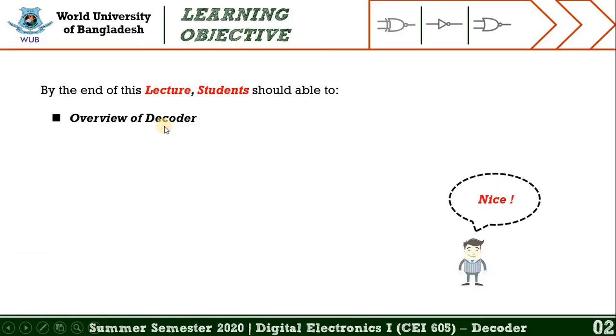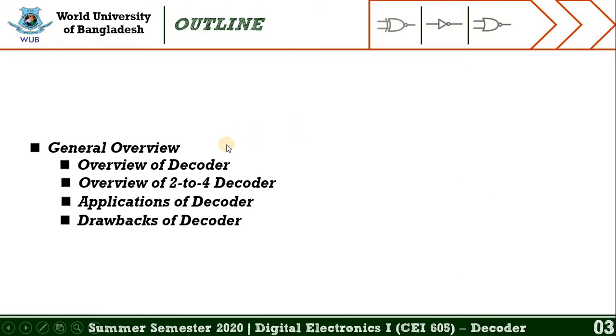By the end of this lecture, you will be able to describe the decoder. From this slide, we can find what we are going to cover in this lecture, such as an overview of the decoder, how to design a 2 to 4 decoder, some applications of the decoder, and the drawbacks of the decoder. So let's start with the general overview.